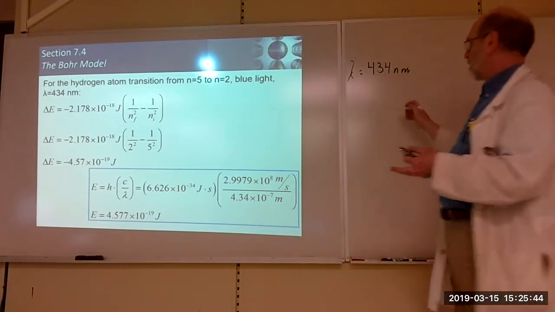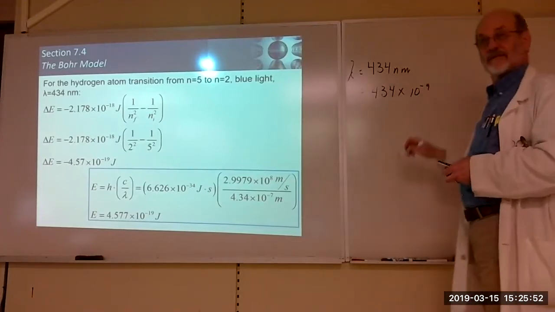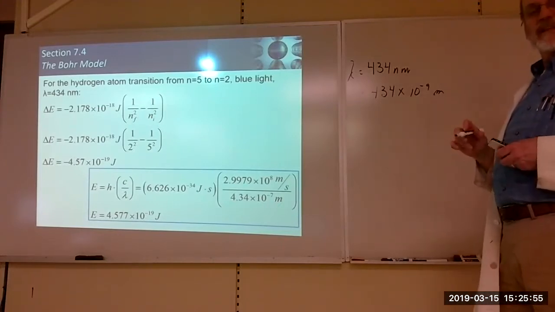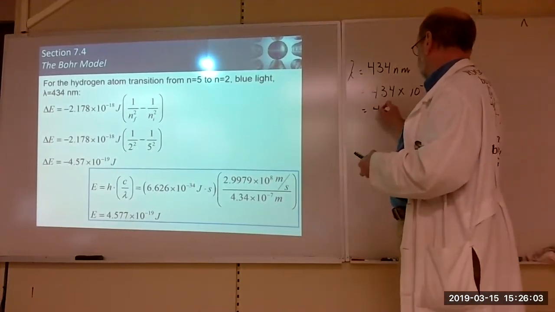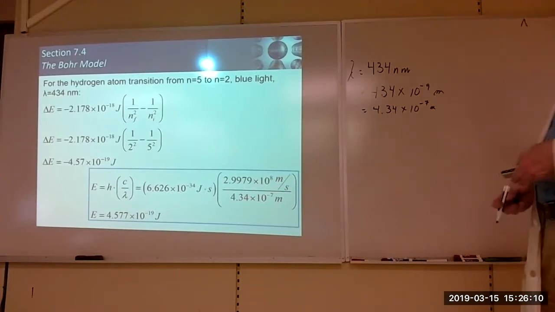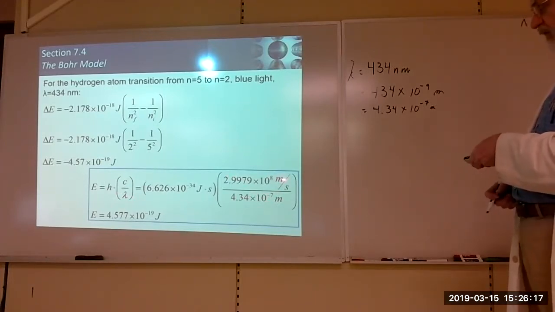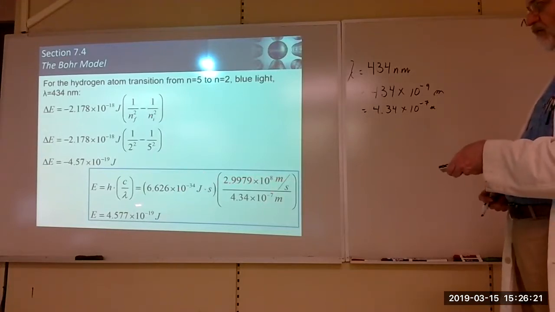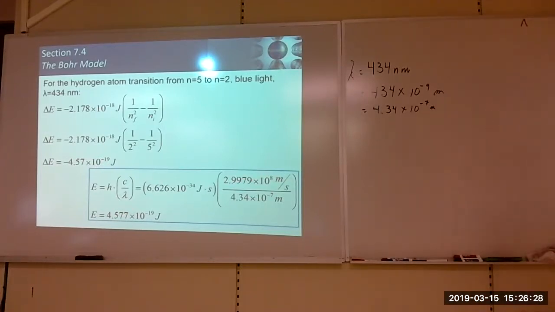So if it has to be meters, I just take 434 times 10 to the minus 9th meters. 10 to the minus 9th meter is a nanometer. Then, if you want to, you can move the decimal place like that. So that's where this one came from. In this position right here, there it is, in meters. And then there's the speed of light. Do the calculation, and you end up with the same number of joules, roughly, as this calculation. So that just confirms that the electron transition says it should be this amount of energy, and the light we received says it should be that amount of energy, and they agree.